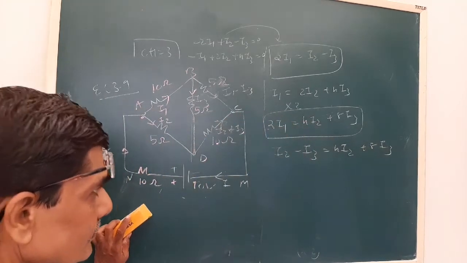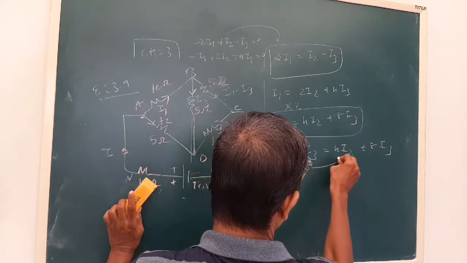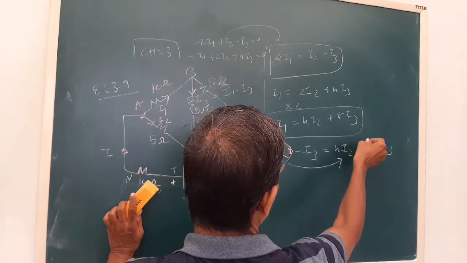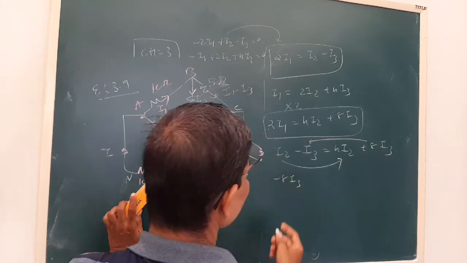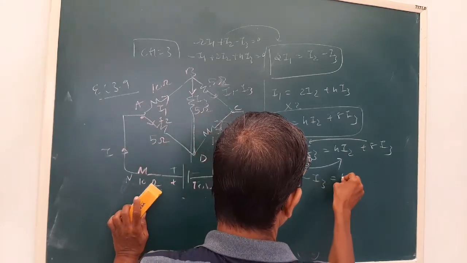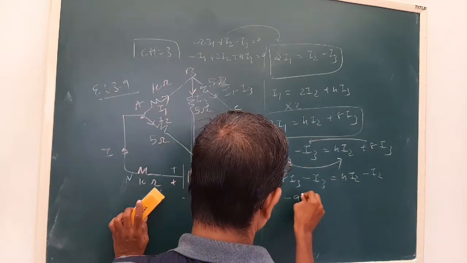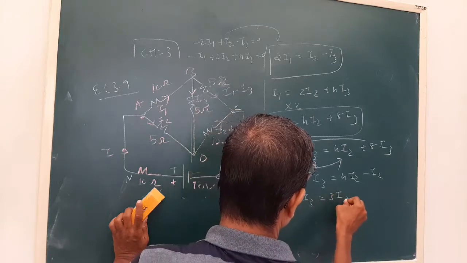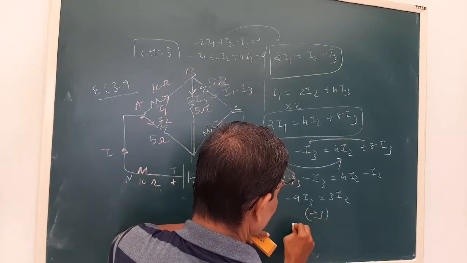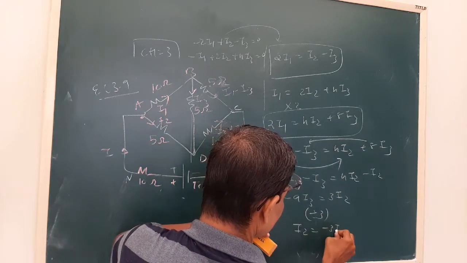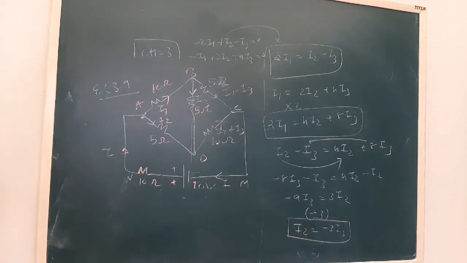This I am taking on the right hand side, this I am taking on the left hand side, that is minus 8I3 minus I3 is 4I2 minus I2. Minus 9I3 is equal to 3I2. So if I divide by 3, I2 is equal to minus 3I3. I2 is equal to minus 3I3.